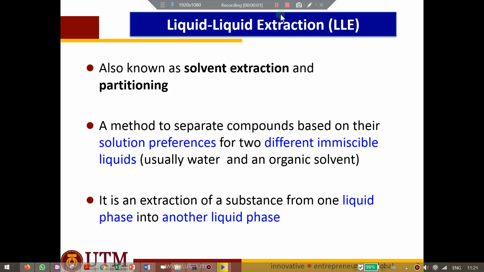Alright. Okay, we already learned the basics, so let's go into the liquid extraction. Liquid extraction is also known as solvent extraction and also partitioning. Why is its name solvent extraction? Because we use solvent to extract our analyte of interest. Why is it called partitioning? Because we partition the liquid into more than one layer. Maybe 2 layers. Usually it becomes 2 layers.